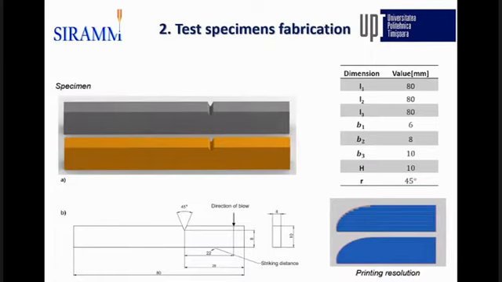Test specimen fabrication. The IZOD specimens have been considered in accordance with the ISO 180 standard. Three thicknesses were printed, with 6 specimens for each of the 2 materials, PLA and PETG. The striking distance is 22 millimeter at the top of the notch. The dimensions of the specimen are shown in the table: a length of 80 millimeter and the 3 thickness dimensions of 6, 8, and 10 millimeter.